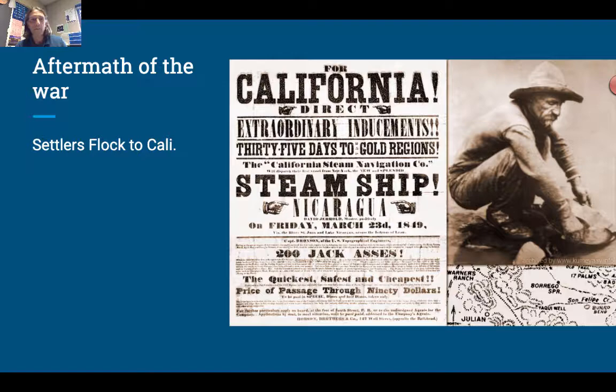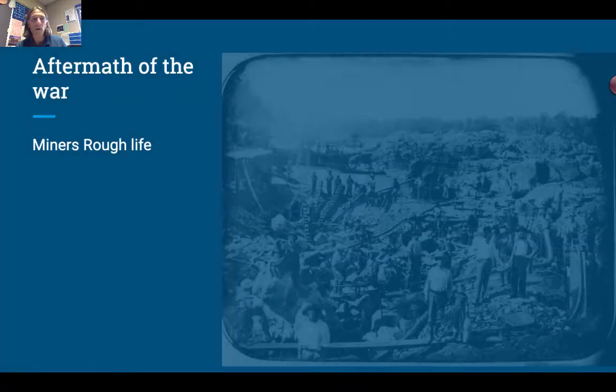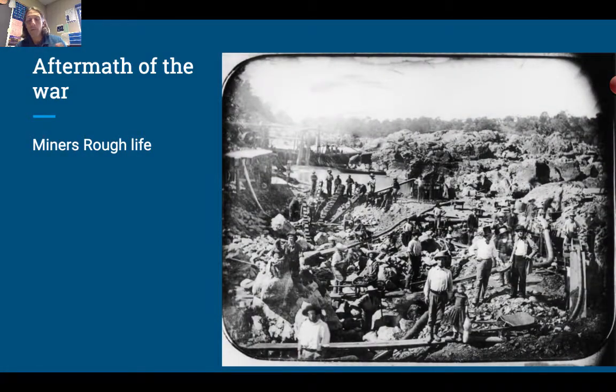So settlers are going to flock to California. What's really going to speed up that process is the discovery of gold. Once gold is discovered, you're going to have all kinds of people going in there trying to strike it rich. It's going to begin as placer miners, these small independent miners. It's a pretty rough life. There isn't a whole lot of structure out there. It isn't like there's hospitals or schools or anything like that. And these towns are going to just boom up overnight.